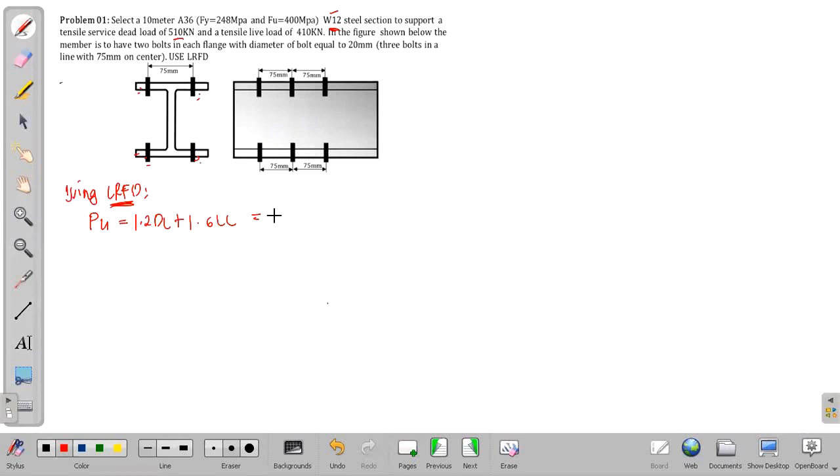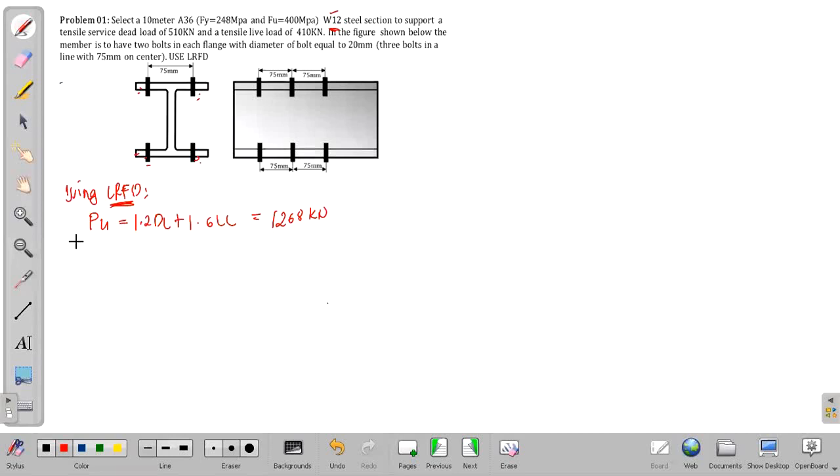How much? 2.8, ma'am. Are you sure? 1268, ma'am. 1268. Remember, we have a dead load of 510, and our tensile live load is 410. Where did you get the 2.8? 1.2 times 510 plus 1.6 times 410, that is 1268 kilonewton. Okay? So, this is our ultimate load.